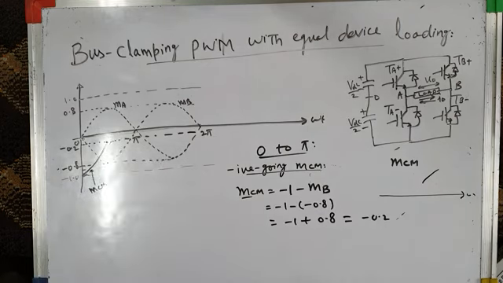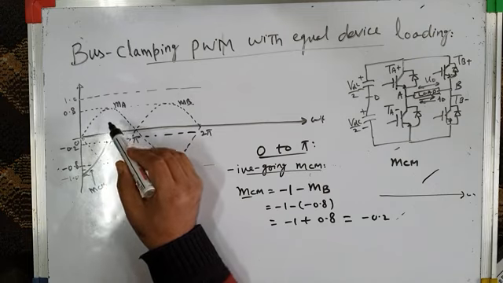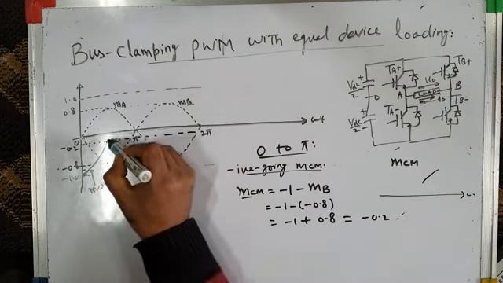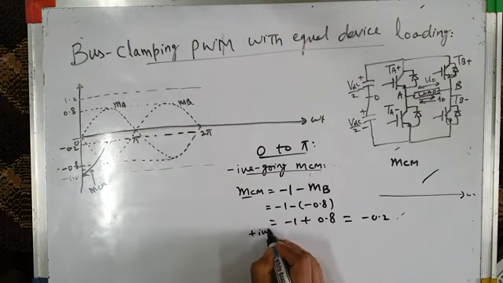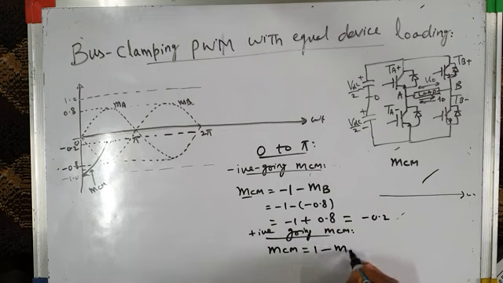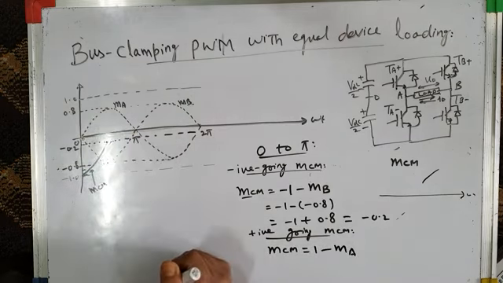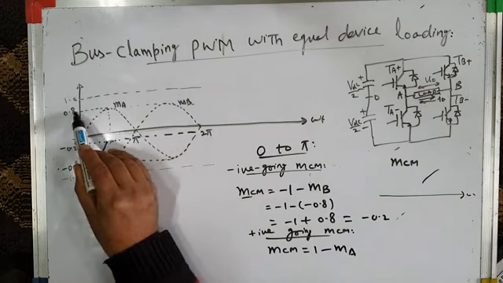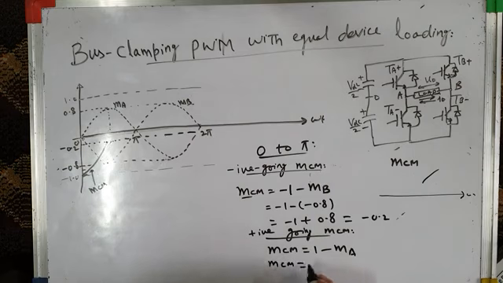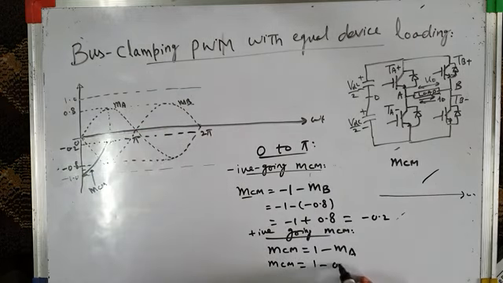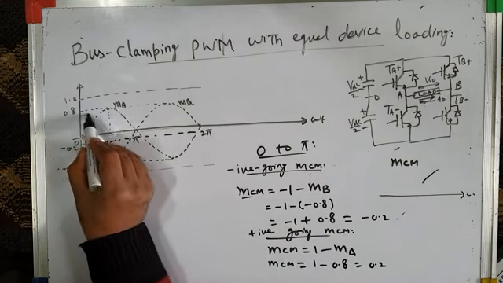Now after this point, what will MCM be when it goes from a negative value to a positive value? You see, this is the negative going, and then it will be positive going. I will write here positive going common mode voltage. This MCM for the positive going part is given by 1 minus MA. Now near the peak of MA, which is 0.8, what is 1 minus MA? It is 1 minus 0.8, that is plus 0.2.